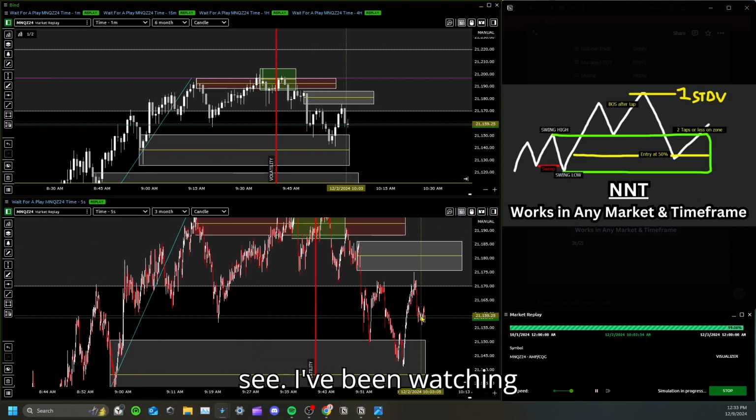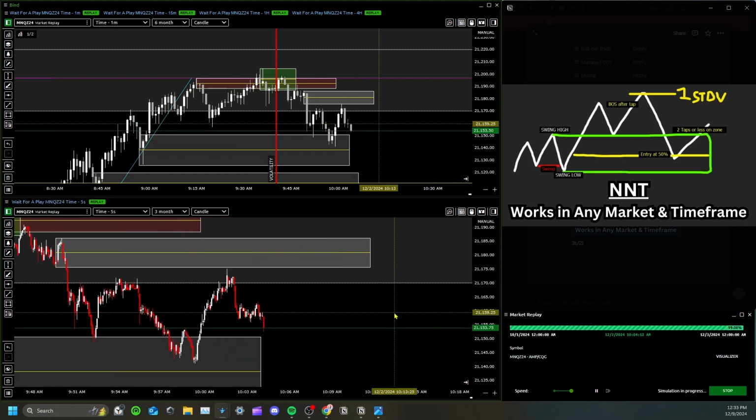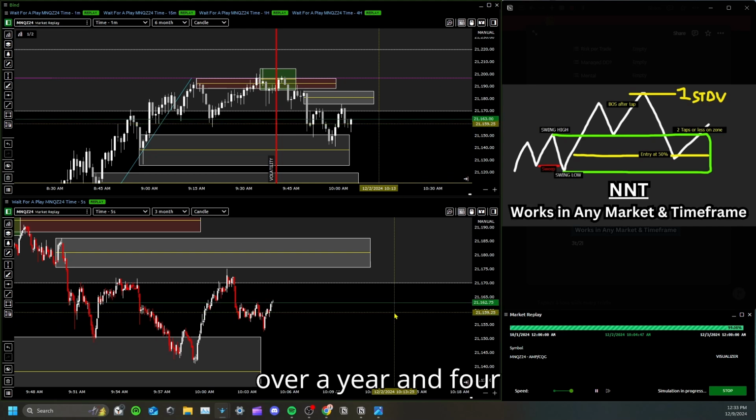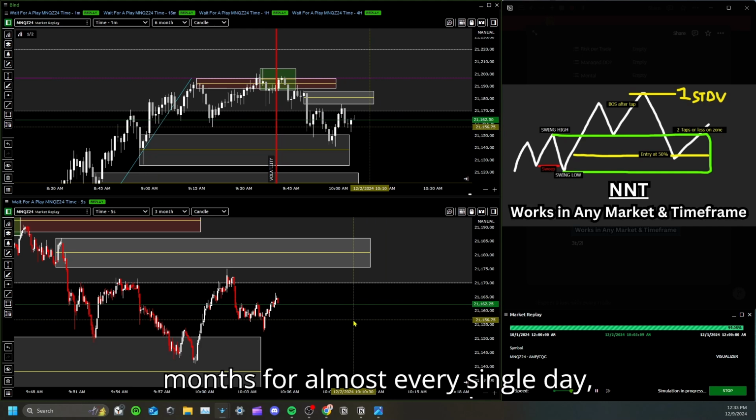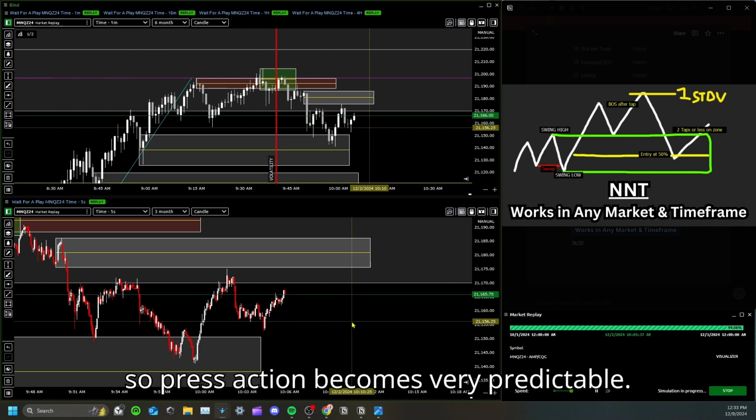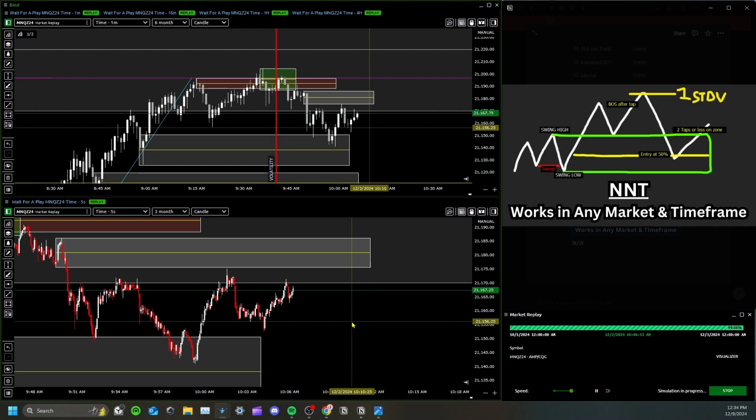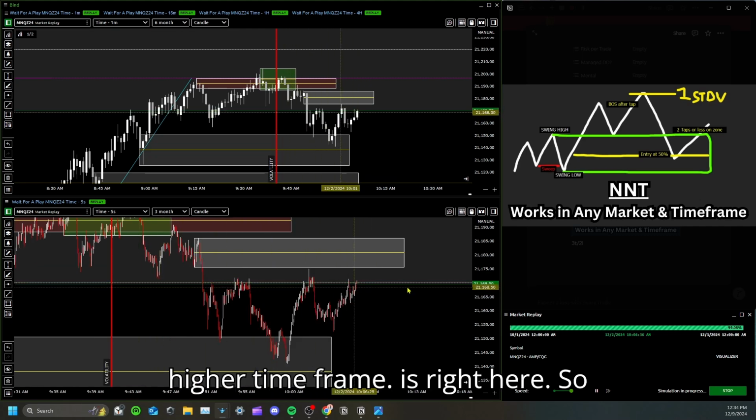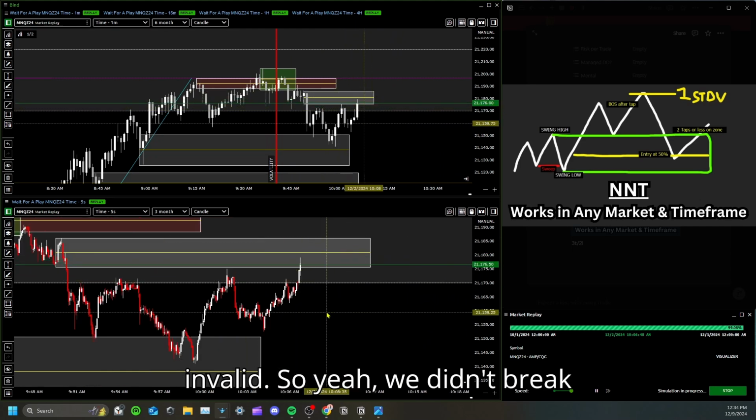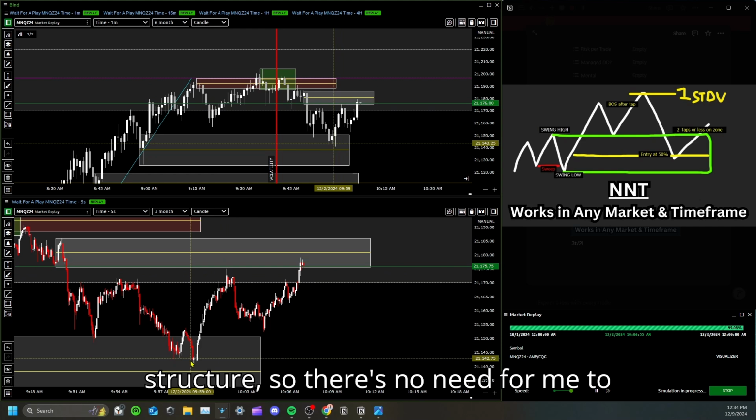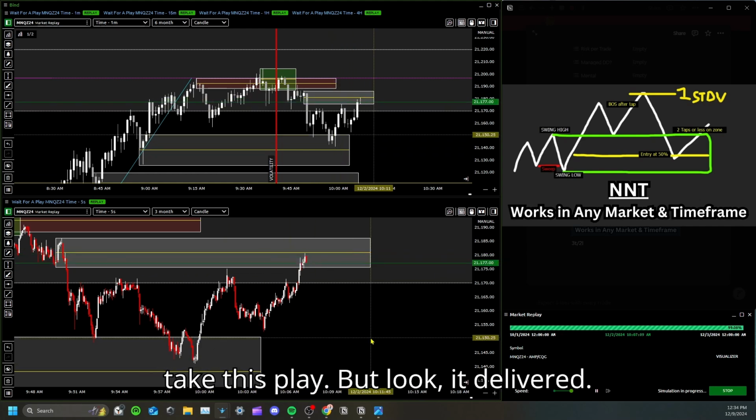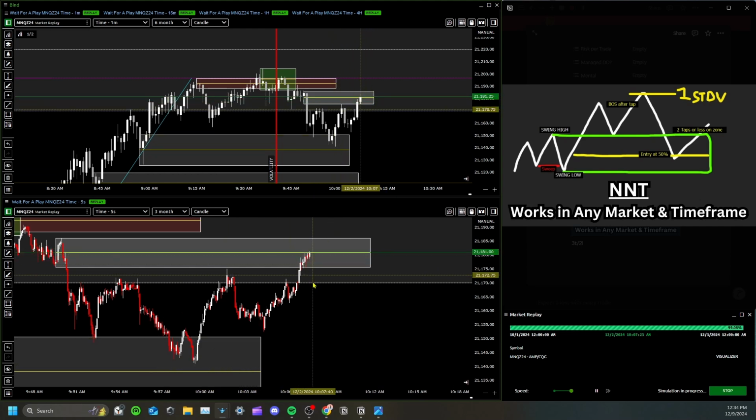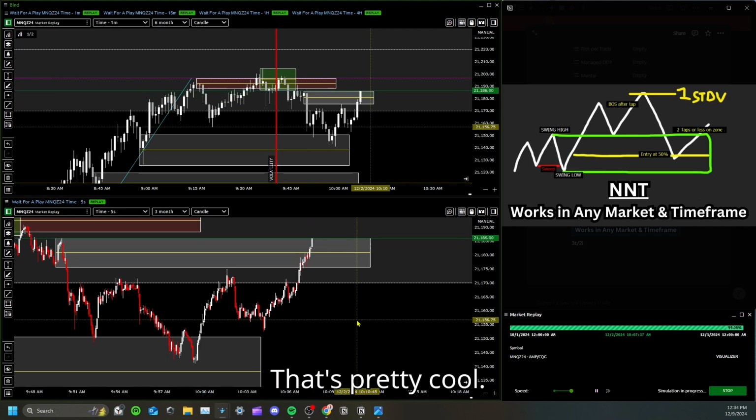But we'll see. I've been watching NQ over a year and 4 months for almost every single day. So price action becomes very predictable. So the one thing I don't like is that the higher time frame is right here. So this zone just becomes more and more invalid. So yeah, we didn't break structure, so there's no need for me to take this play. But look, it delivered. That's pretty cool.